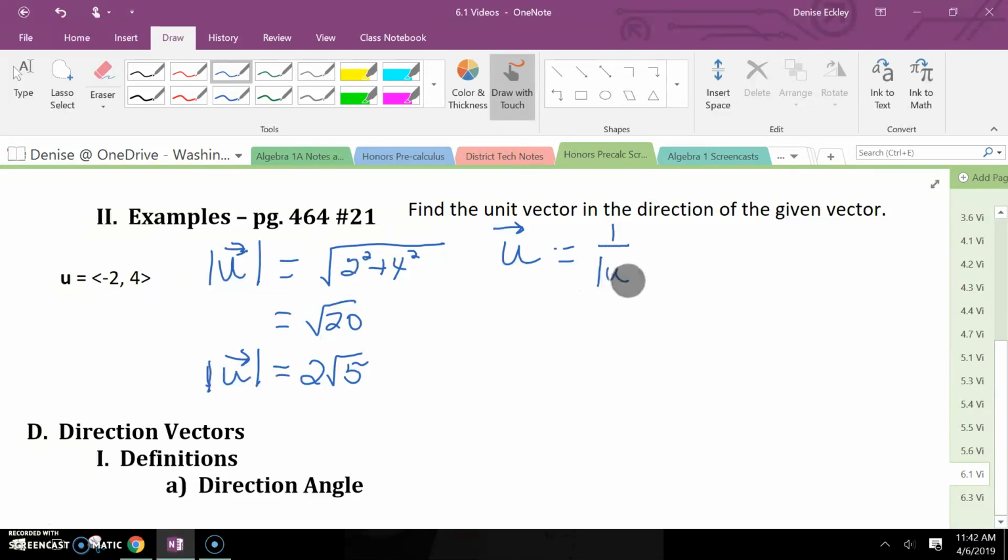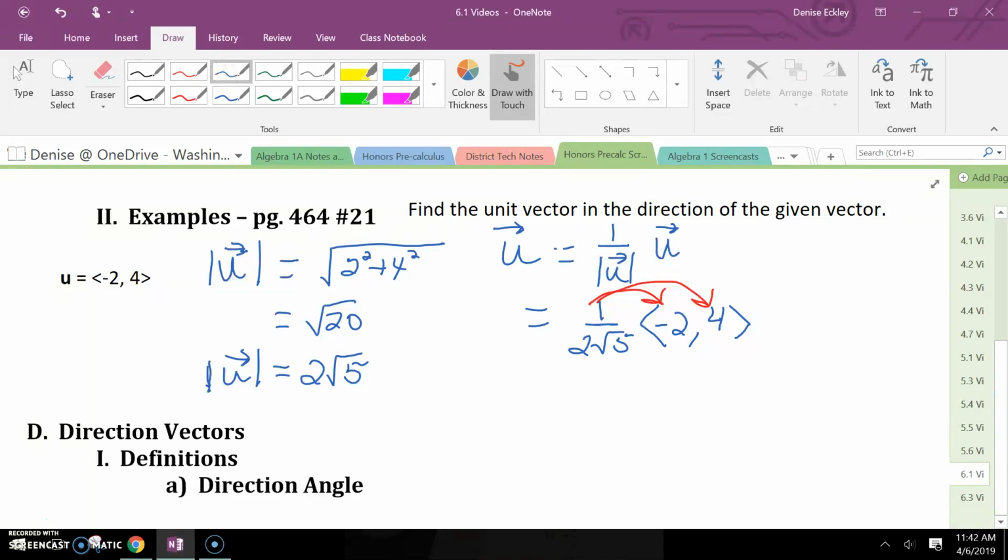So we're going to take 1 over the magnitude of u times u so that we can create a unit length vector. So that's going to be 1 over 2 times the square root of 5 times our vector, which is -2, 4. So this now becomes a scalar, and we're going to multiply that times each component and then write it in terms of i and j.